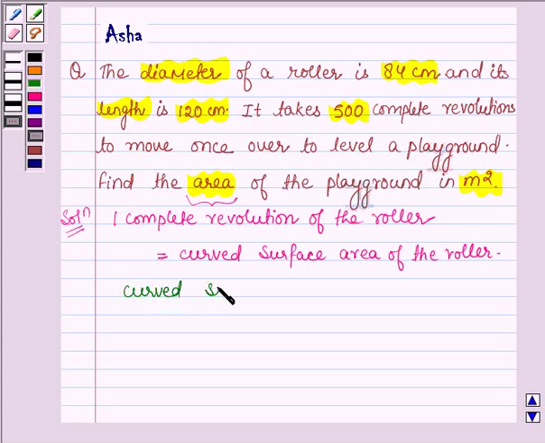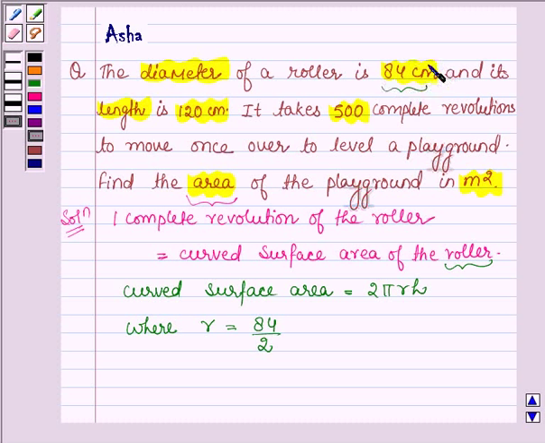since the curved surface area of the roller is equal to the curved surface area of the cylinder, since the roller is in the shape of a cylinder. So this is equal to 2 pi rh, where r is the radius, and that is equal to 84 upon 2, that is diameter upon 2. Since the diameter is 84 cm, therefore radius is equal to 42 cm.